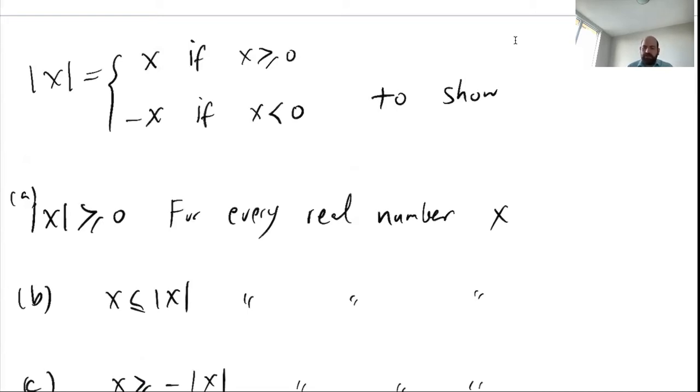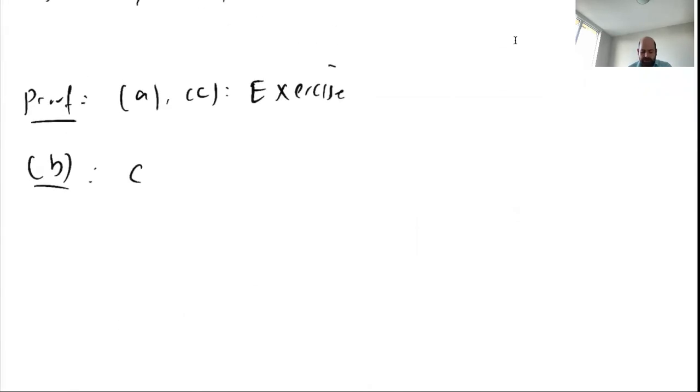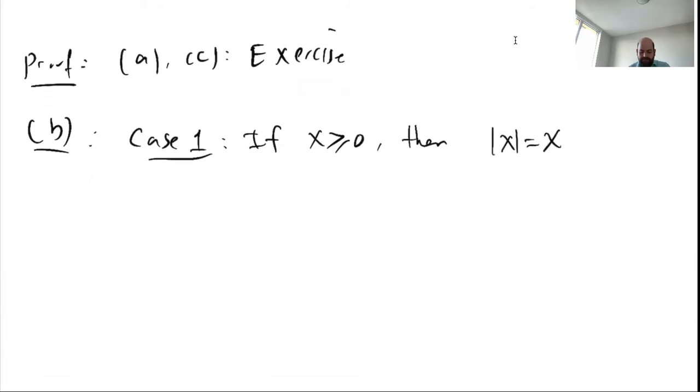Because I want to get rid of absolute value x, right? So now absolute value x is either x itself if x is positive. So that's one possibility. And the second possibility, if x is negative, absolute value x will be equal to minus x. So let me say case one, if x is bigger than or equal to 0, then absolute value x is equal to x, right? And we have x less than or equal to absolute value x, which is x itself, right? So any number x is less than or equal to itself, obviously, right? So then this will be true.